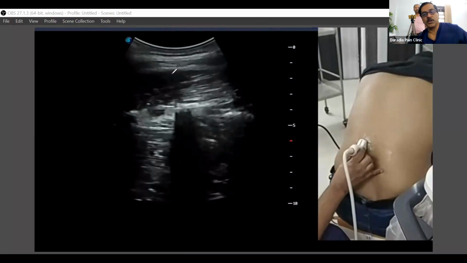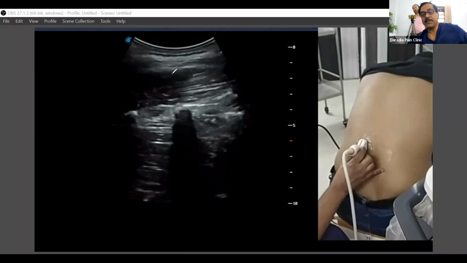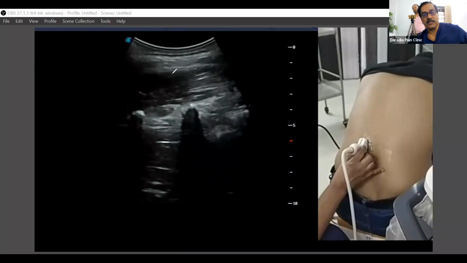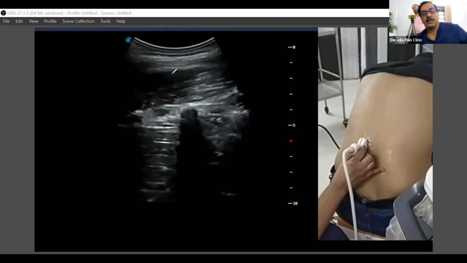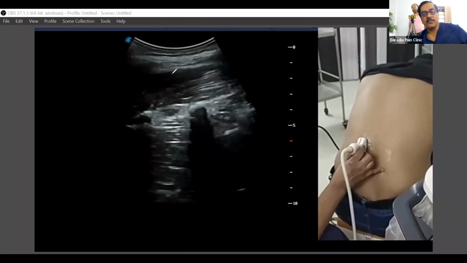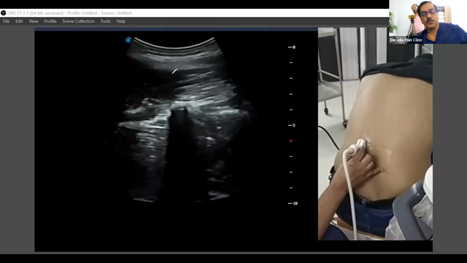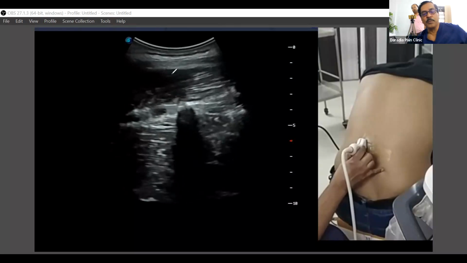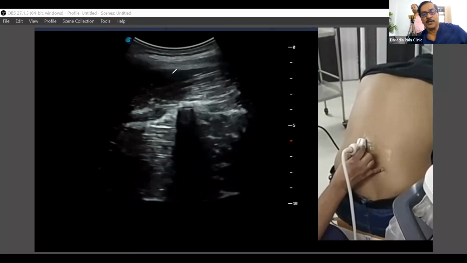Okay, I forgot to mention one thing, that my probe marker is towards the cranial side, the proximal side. That means the left side is your proximal side, and the right side is my distal side. Okay, I forgot to mention this. So this is your transverse process view, the home page view. We normally start scanning from here.